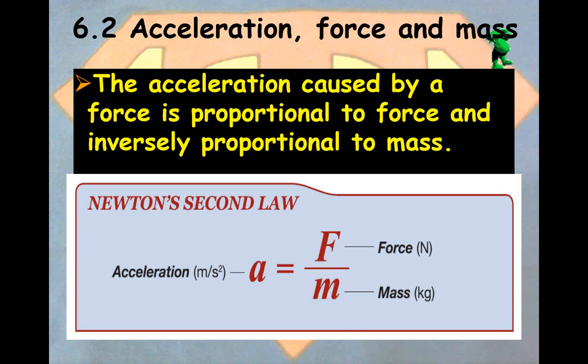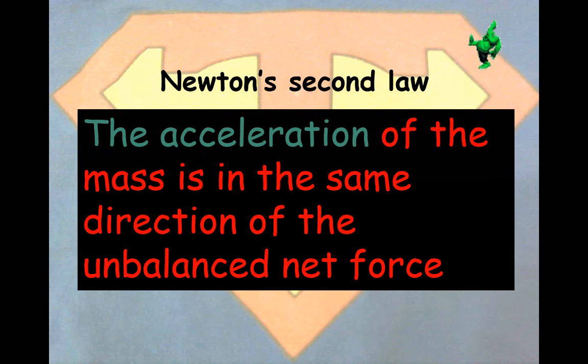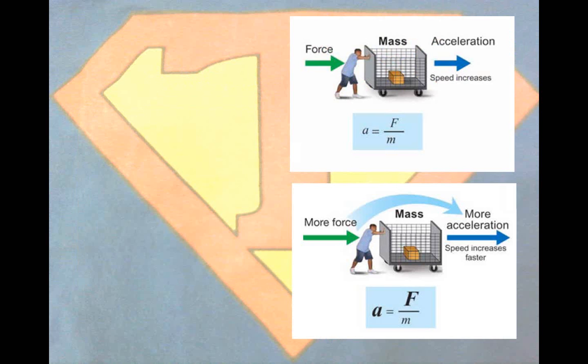This is the relationship between acceleration, force, and mass, where acceleration is a, in meters per second squared, force is in newtons, and mass, of course, is in kilograms. Newton's second law: the acceleration of the mass is in the same direction as the unbalanced net force. Let's get specific.